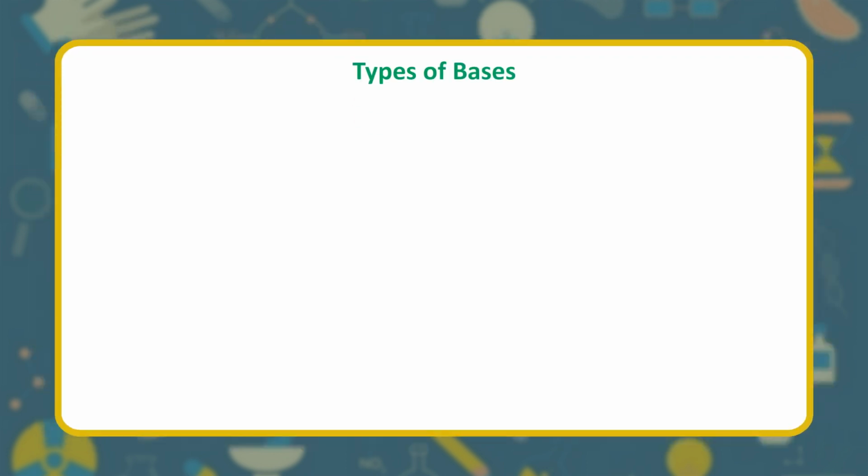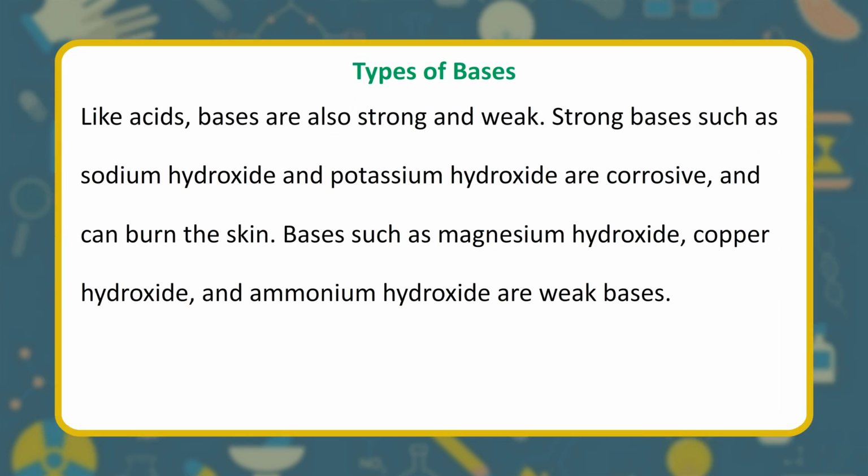Types of bases. Like acids, bases are also strong and weak. Strong bases such as sodium hydroxide and potassium hydroxide are corrosive and can burn the skin. Bases such as magnesium hydroxide, copper hydroxide, and ammonium hydroxide are weak bases.